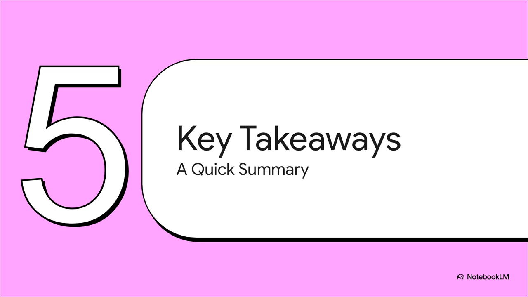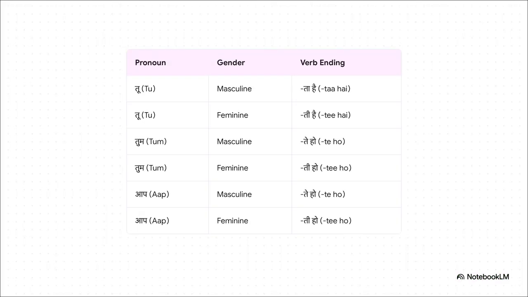So let's put it all together on one simple slide to make it super easy to remember. Think of this as your ultimate cheat sheet. The system is actually really logical. Step 1, choose your pronoun based on formality, tu, tum, or aap. Step 2, figure out the gender of the person you're talking to. And step 3, just pop on the correct ending. And look at that again, tum and aap sharing those exact same endings.